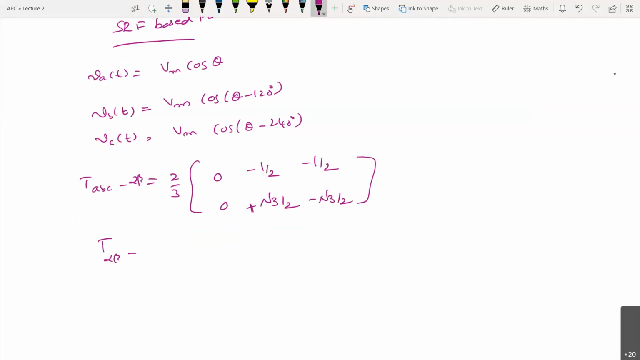Then alpha beta to the DQ reference frame, with the matrix cos theta, sin theta, minus sin theta, cos theta.